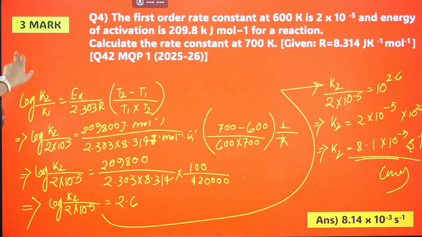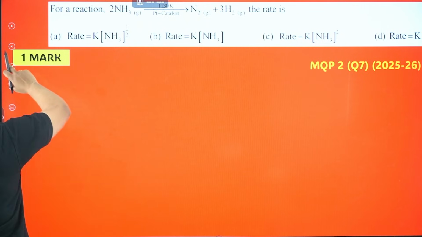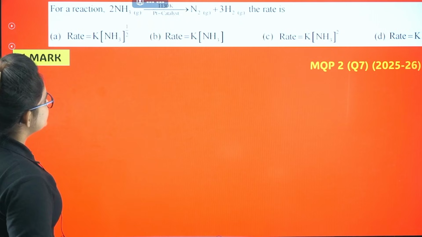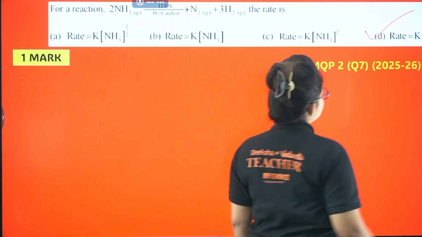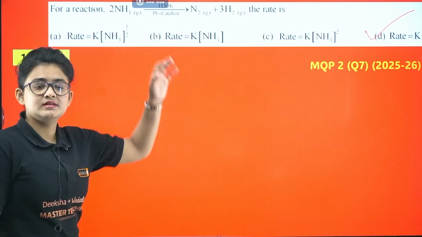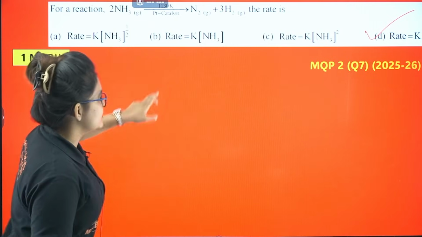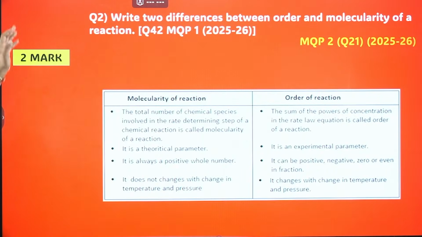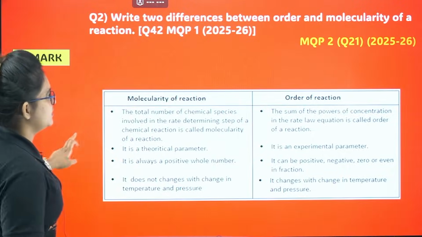Let's proceed. Okay, this is an MCQ based question, very important question from the model paper. The reaction 2NH3 gives N2 plus 3H2. The rate is going to be a zero order reaction. Why? Because the dissociation or decomposition of the gas is going on a metal surface. Let's proceed. Write two differences between order and molecularity. Here you can see so many differences are there. Any two you can pick and you can write it down.